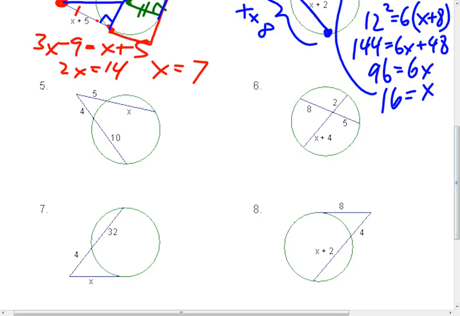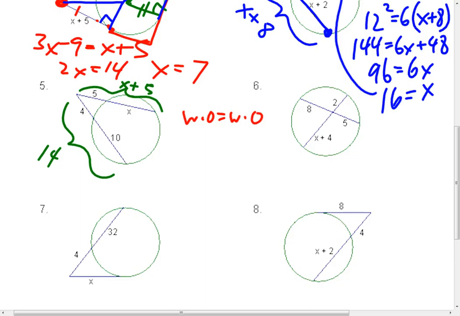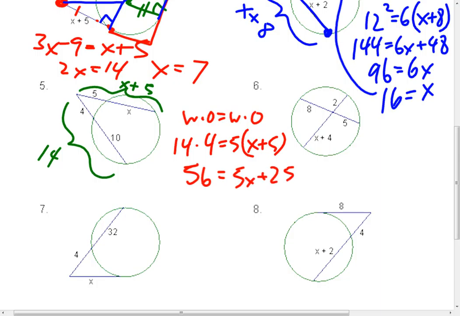Put in some brackets. What's this bracket distance? 14. What's this bracket distance? X plus 5. Sometimes you're given this information. You know how to deal with different problems. Read what's in front of you. What's my rule? 14 times 4, x plus 5 times 5.